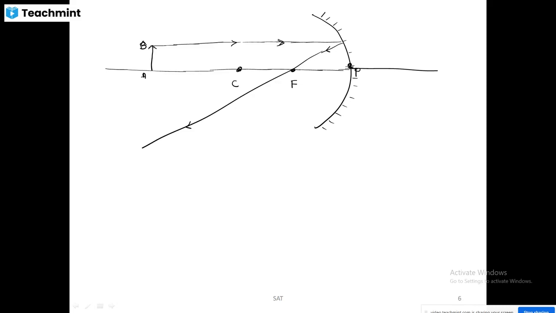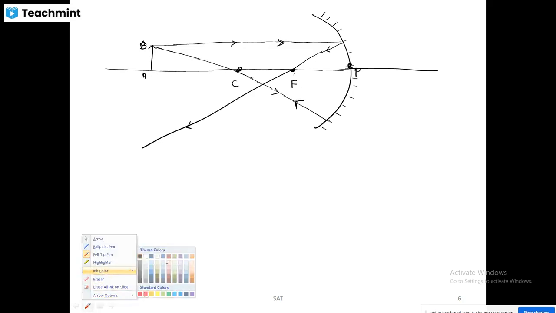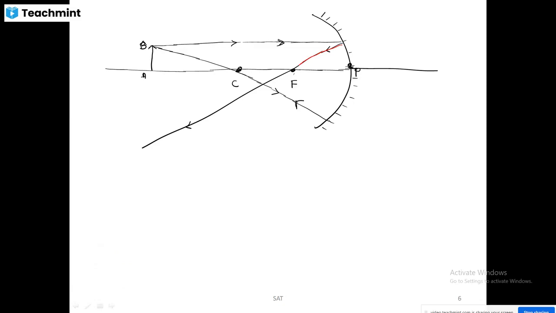Okay, right. One more I can take here. The ray which is passing through the center of curvature, after reflection, is reflected back and follows the same path. This is the reflected ray. Okay, so I want to represent them with different colors so that we can understand. So the reflected ray for the first incident ray, and the reflected ray for the second incident ray, are meeting at this point.